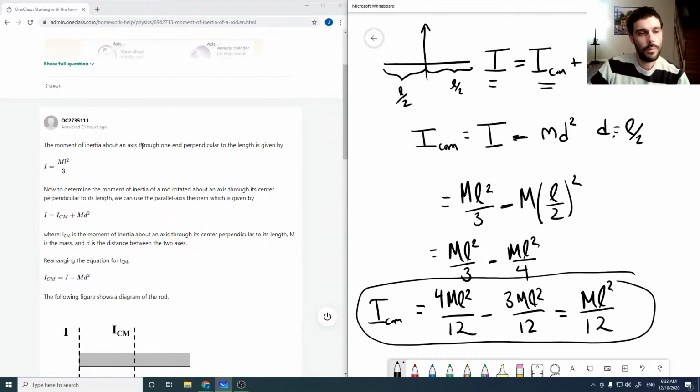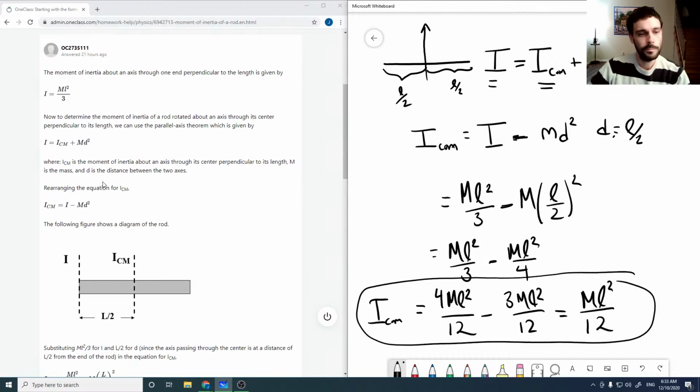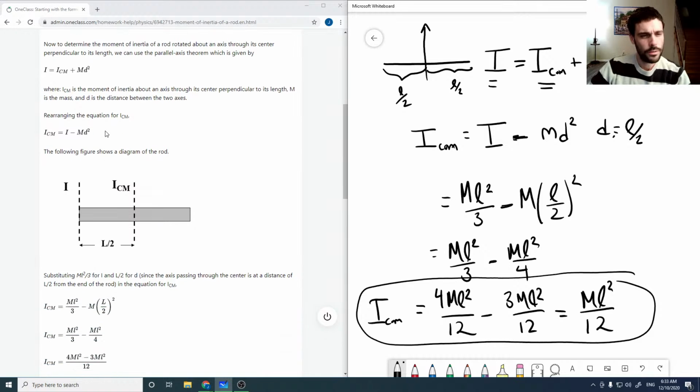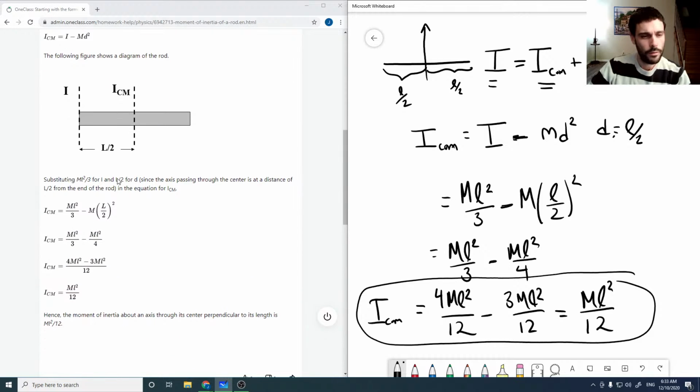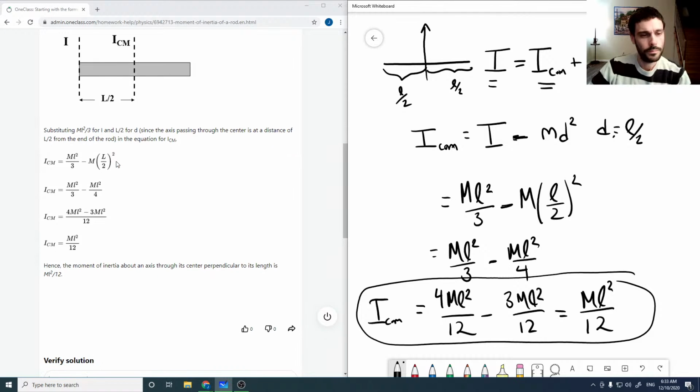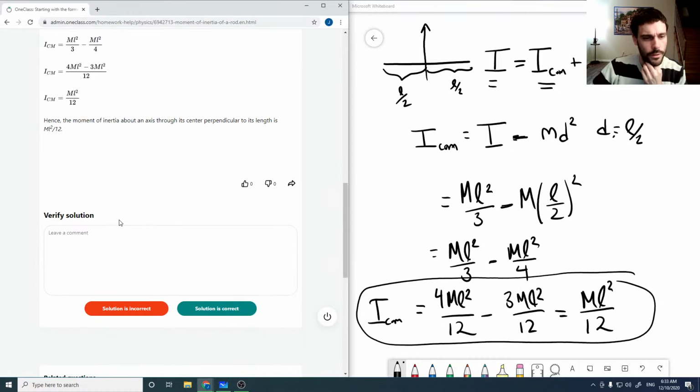Okay, so the moment of inertia about one end, so we can use this equation. It needs to be rearranged, so that looks good. We've moved by this L over 2, so that looks good. And okay, so all that looks good to me. So the solution is correct.